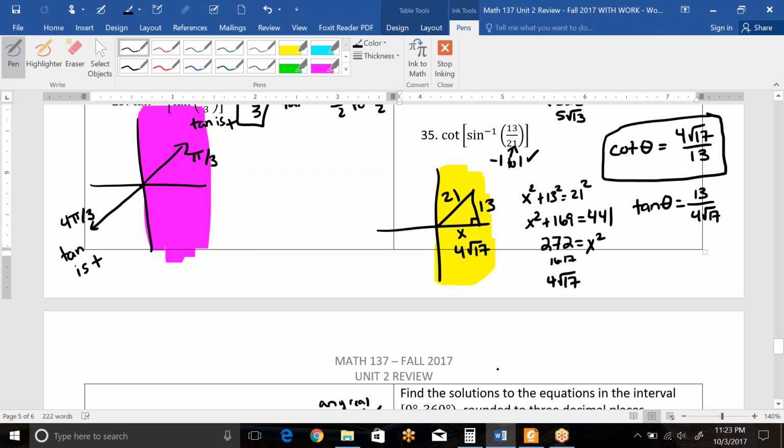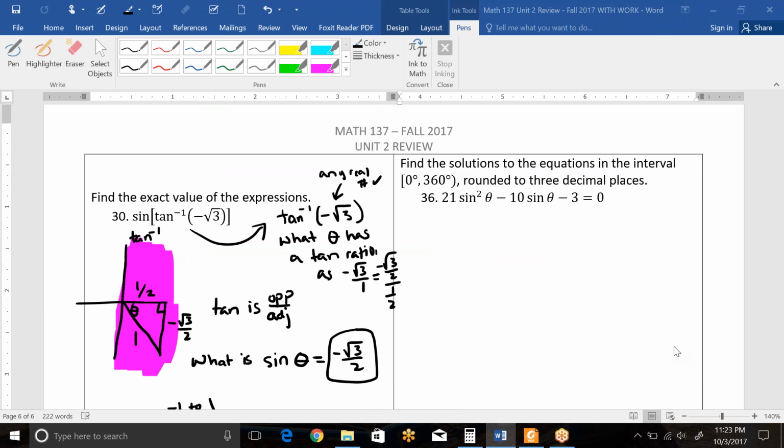So there we go. That's the last of that type. The last three we have are solving equations. We don't know if they're factorable or not, so we're going to try to see if they are. If they're not, we're going to end up doing the quadratic formula to help us solve for the sine theta part, and then we'll use what we know about how the quadrants work to help us find all the solutions.